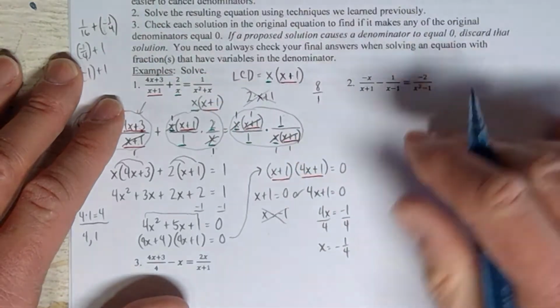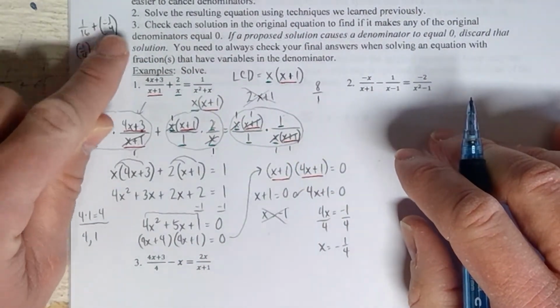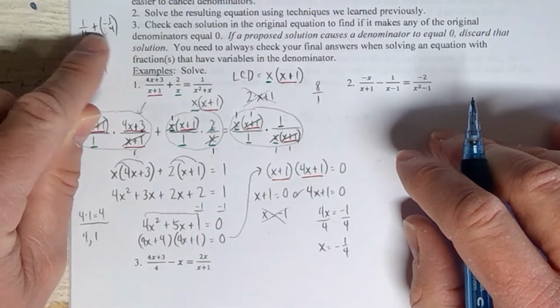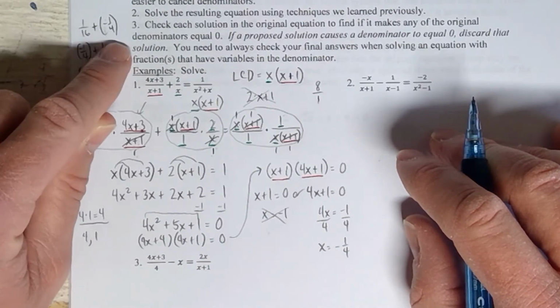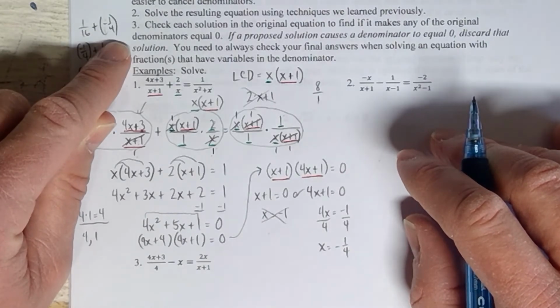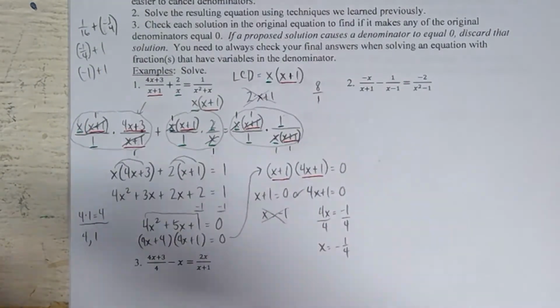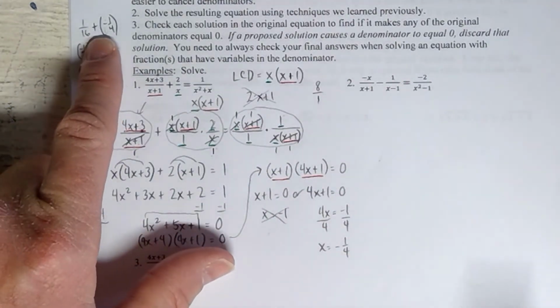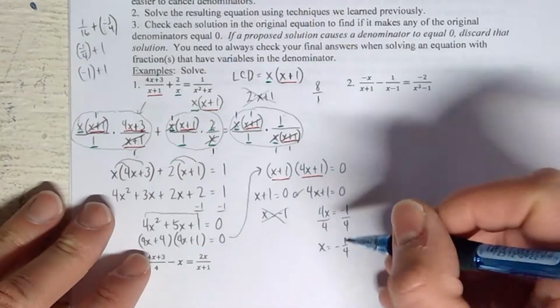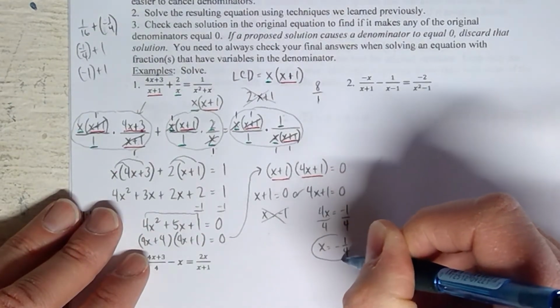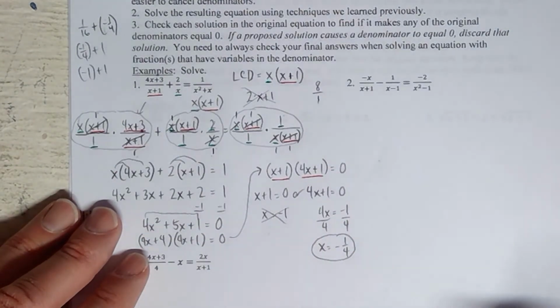And once again, if you've got a positive and a negative, the only way that's going to add up to 0 is if they're opposites of each other, like negative 1/4 and positive 1/4. Just like I said earlier, negative 1 and 1, negative 2 and 2. So this is not going to add up to 0 either. So this one is good. It does not make any of the denominators equal to 0.